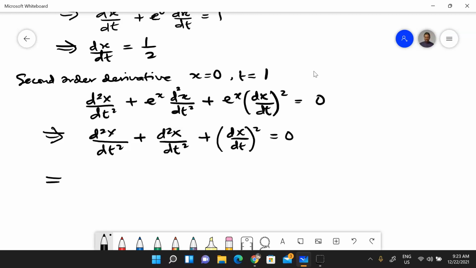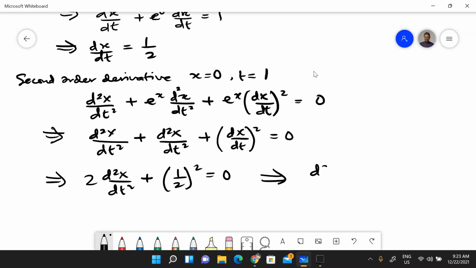So that gives me 2 d2x/dt squared plus a half squared. In other words, what do we have? d2x/dt squared. So this is 1 over 4. Bring it on to the other side will give you a minus sign, and then divide by 2, that will give me minus 1 over 8. Okay, so that's a pretty simple equation that one can try to do implicit differentiation.